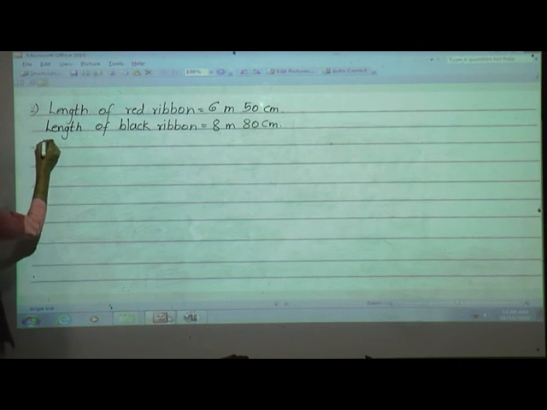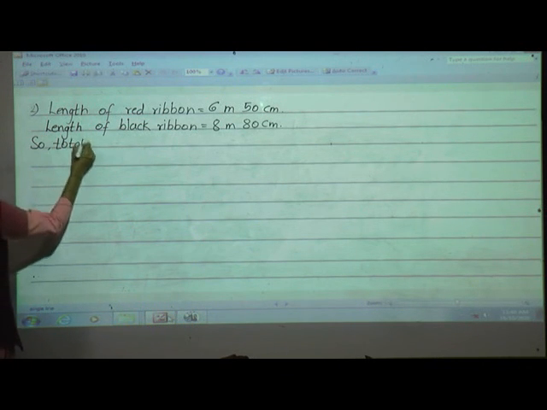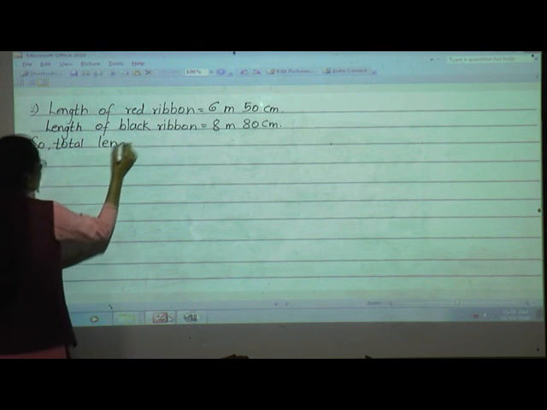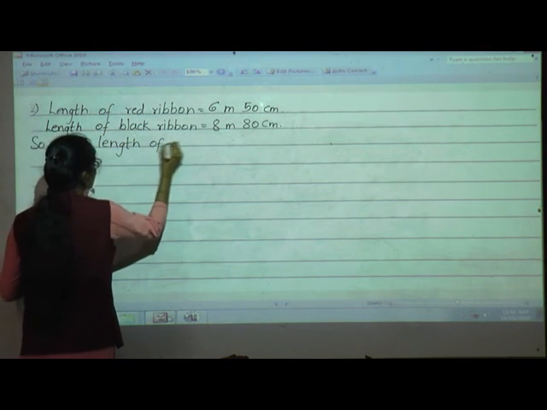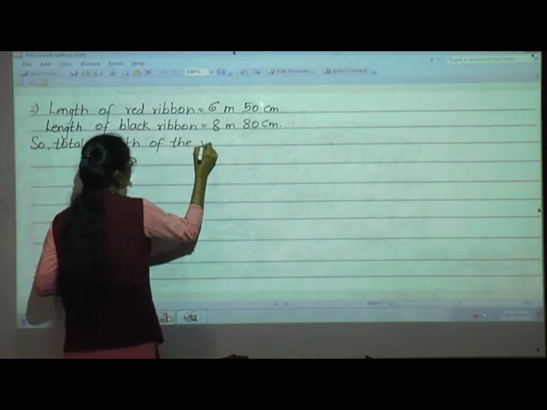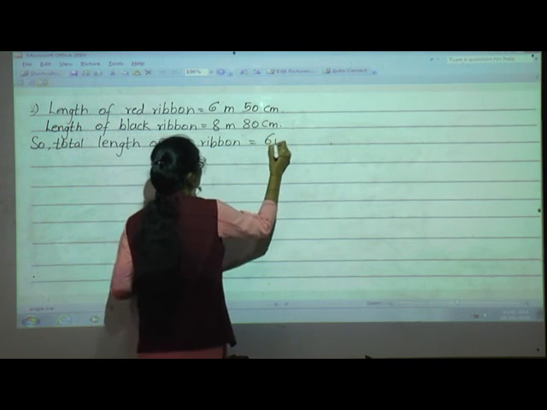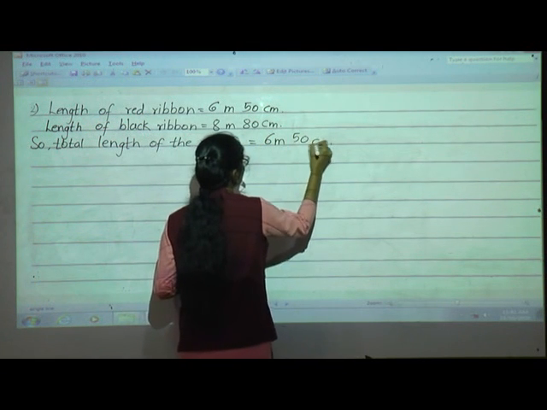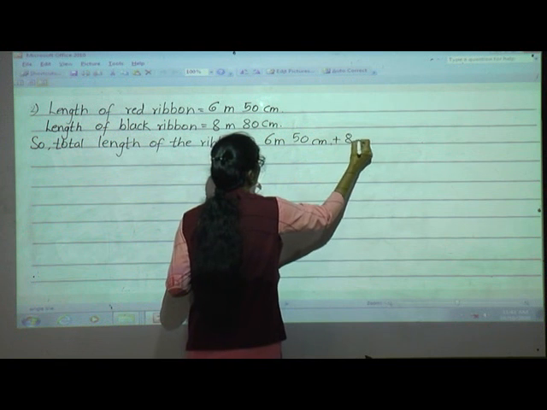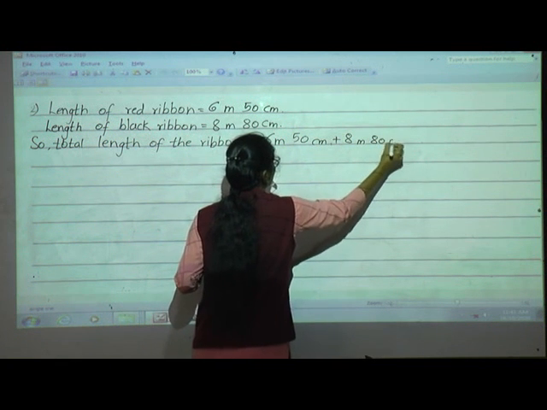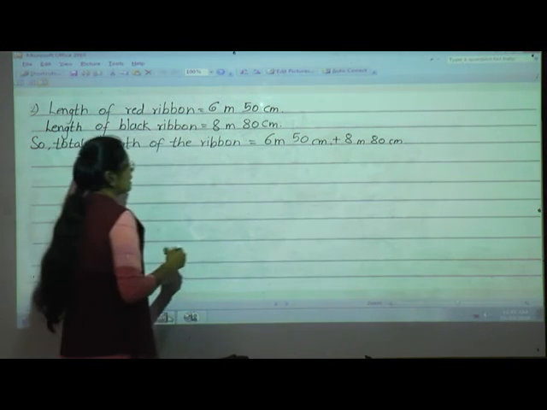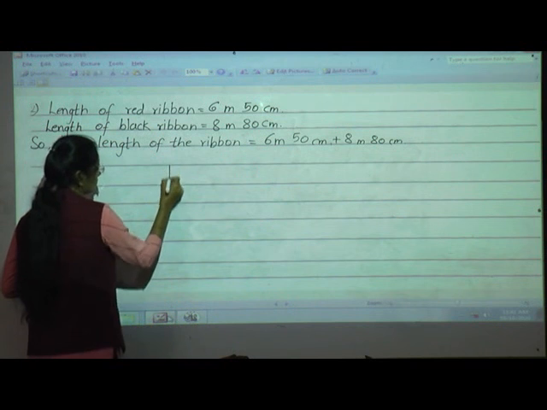So here we will write, the total length of the ribbon is equal to 6 meter 50 centimeter plus 8 meter 80 centimeter. Okay, now we will do the addition here again.